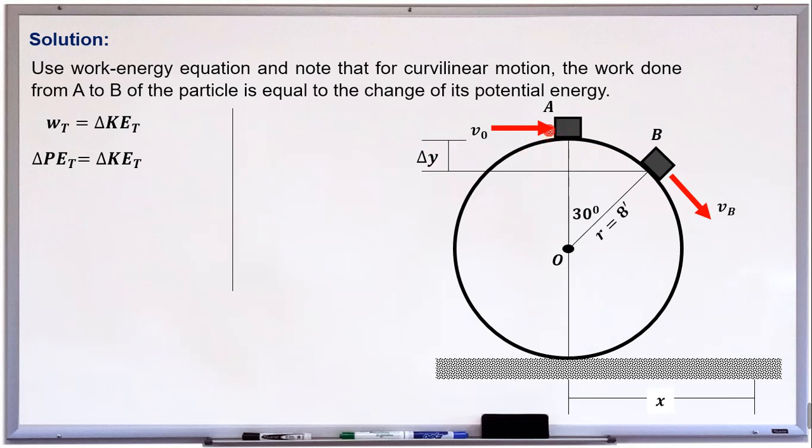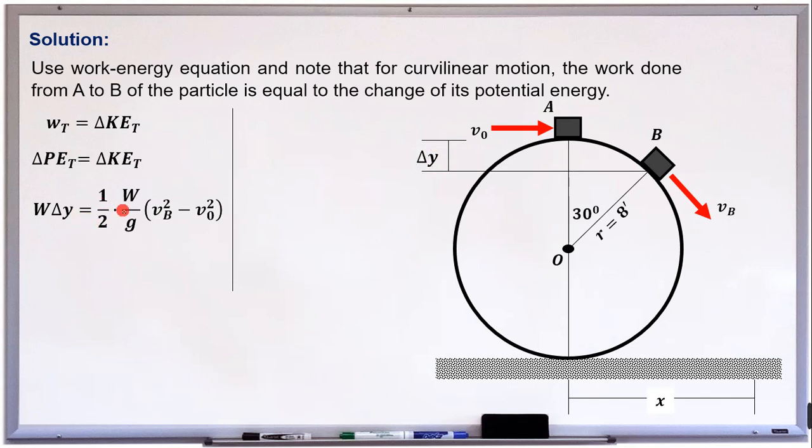distance, the vertical distance from point A to point B. And since we are also dealing with the kinetic energy, we need to know the final velocity of this particle at point B. So we have here VB. Since this is a curvilinear motion, the direction of the velocity right here is tangent to this circle at this point. Okay, so the potential energy, referring to the figure, is equal to the weight of this particle multiplied by the change in the elevation, that is delta y.